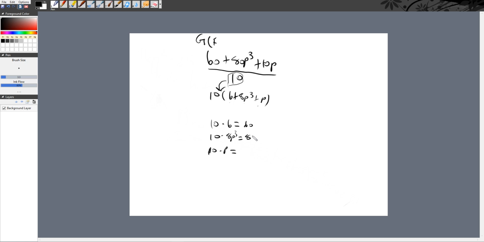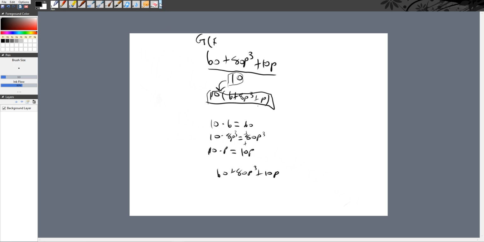60, 80p cubed, and 10p. Put all of these together, plus 60 plus 80p cubed plus 10p. So this is what you get when you factor your equations. This right here would be your final answer.